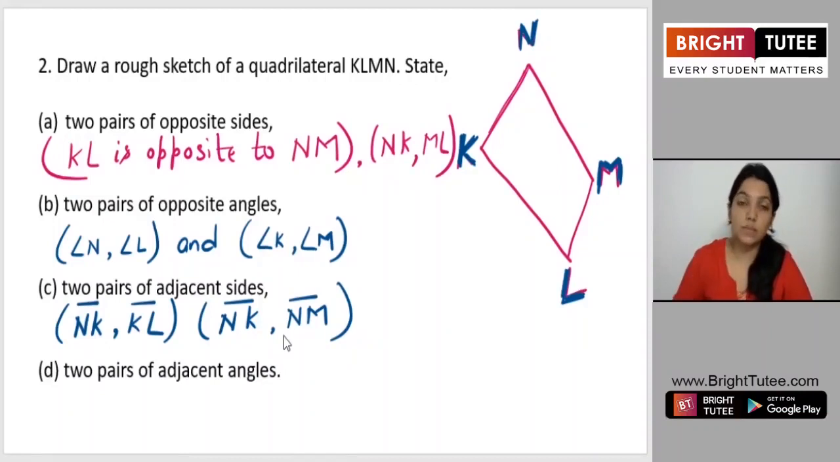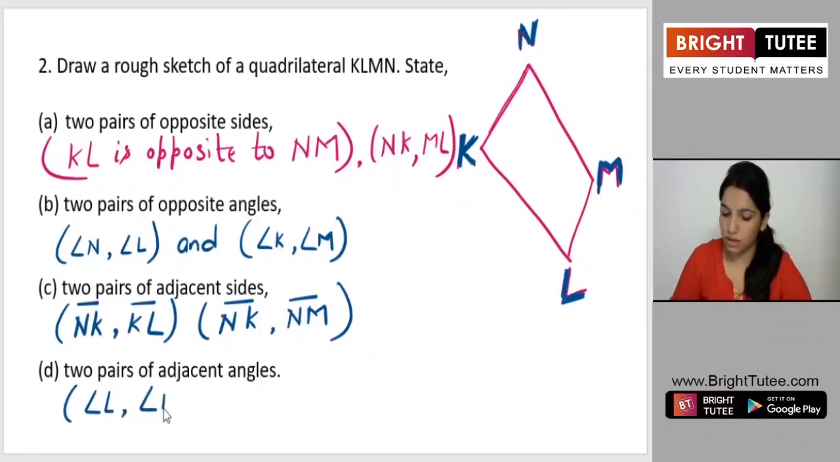Now the next one is part D. Two pairs of adjacent angles. That is the angles sitting next to each other. So here, starting with say angle L, I can see that angle M is sitting next to angle L. So this is the first pair, and again I'm choosing angle L to find its adjacent angle. So to this particular angle L, I have got angle K which is sitting adjacent to it. I hope this is clear.